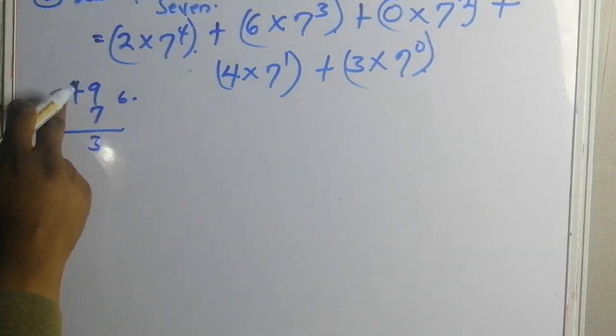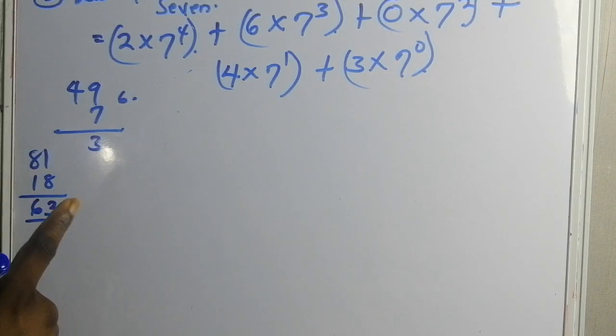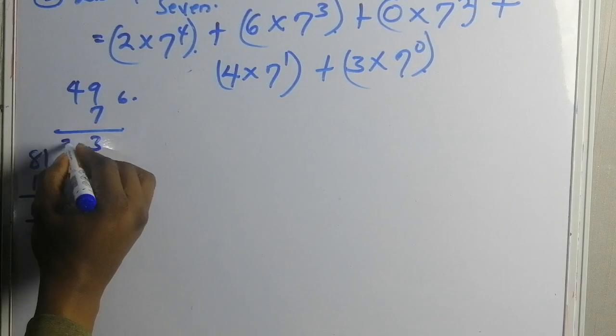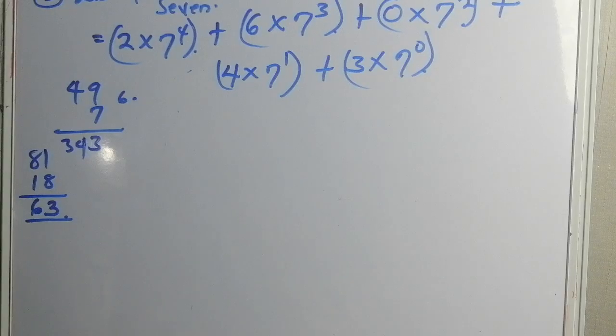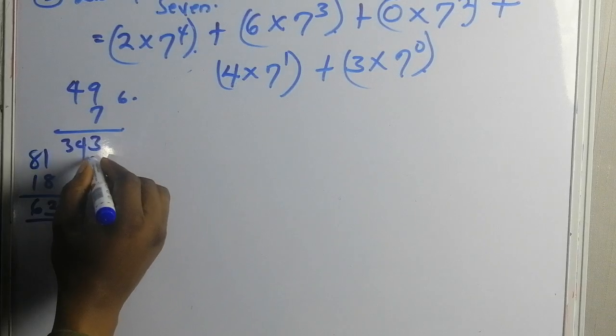Carry 6. 7 times 4, that's 28. 28 plus what? Plus 6. That will give us 34, so 343. Okay? So that's 7 times 7, 49. 49 times 7 will give us what? 343. Okay? Plus another 7.